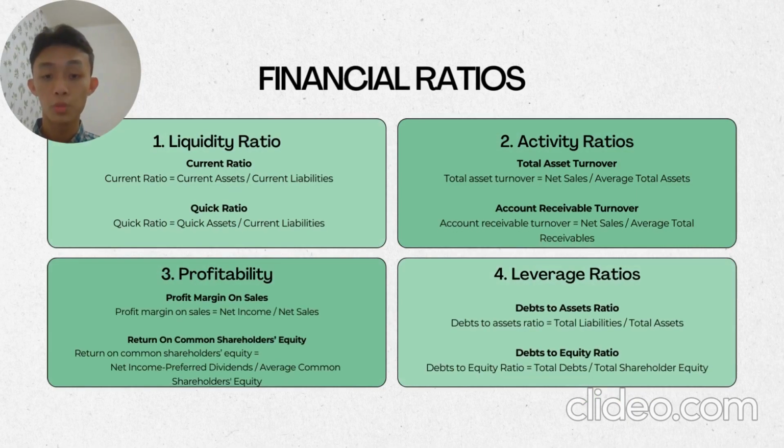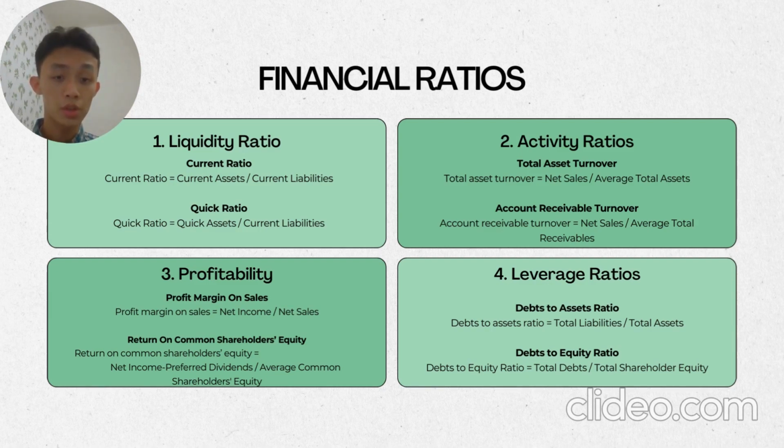The table content for number 3 is financial ratio. There are different types of financial ratio, each serving its specific aim in analyzing different aspects of a company's financial performance. There are four main financial ratios, and the first one is liquidity ratio. For the current ratio, it is current assets divided by current liabilities. And the second liquidity ratio is the quick ratio. To find out the quick ratio, it is quick assets divided by current liabilities.